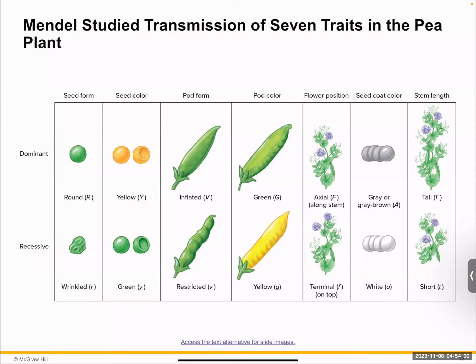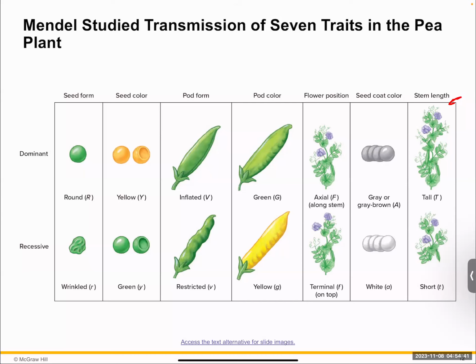Now, for us to look at Mendel's inheritance and the law of segregation, we need to understand what traits Mendel actually took a look at. And here are the main traits that were observed by Mendel, from which he drew his laws. He looked at seed form, seed color, pod form, pod color, flower positioning, color of the coat of the seed, and then the stem length. So stem length is what I just talked about, the short being the recessive one and tall being the dominant one. But look at this, guys.